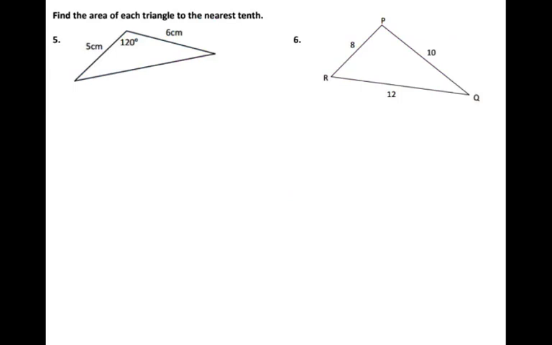Now let's move to area. So there's 2 formulas for area, and the way that you choose which one you're going to use depends on what you have. So if I look at number 5, I have 2 sides and the angle in between. So my formula is going to be 1/2. I'm going to multiply my 2 sides, sine of the angle in between.